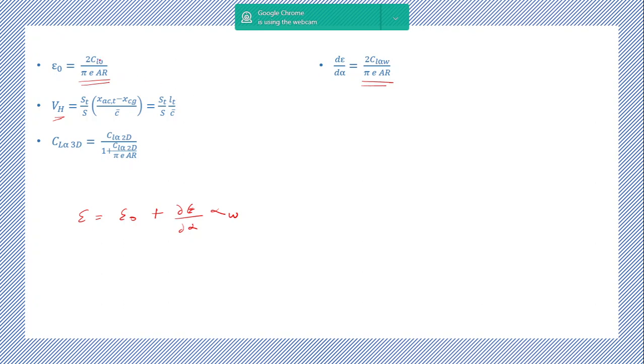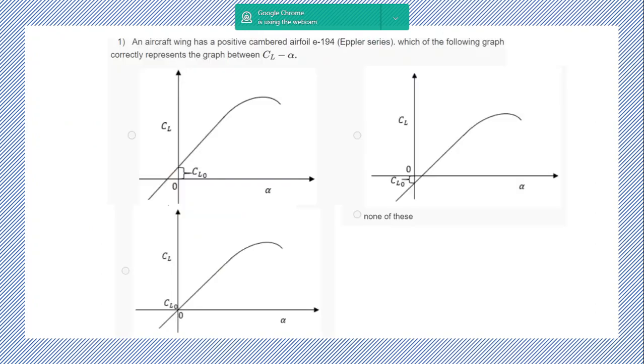Now we need to remember this conversion between 3D and 2D. Okay, now let's do a few questions. I think we've done something similar in one of your assignments. So an aircraft wing has a positive cambered airfoil. Which of the following graphs correctly represents the relation between CL and alpha? Which one will it be?